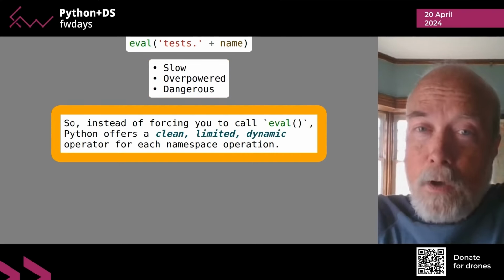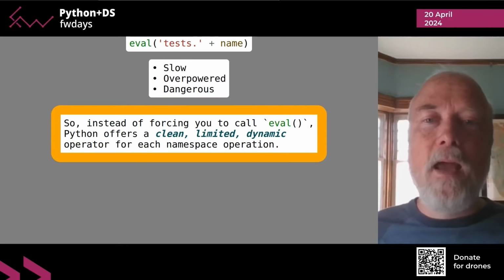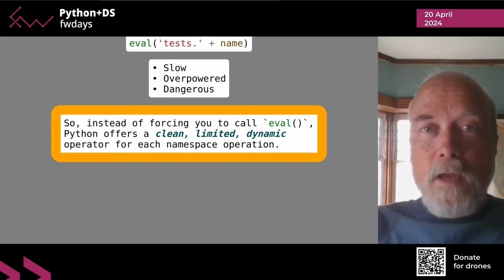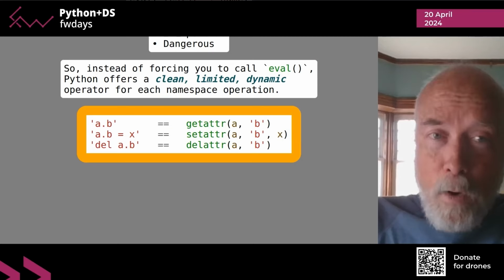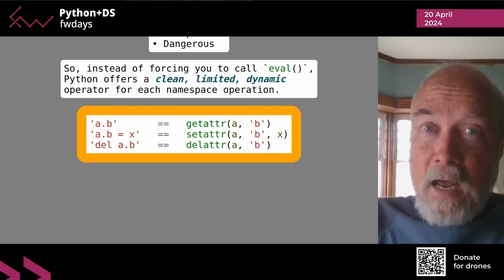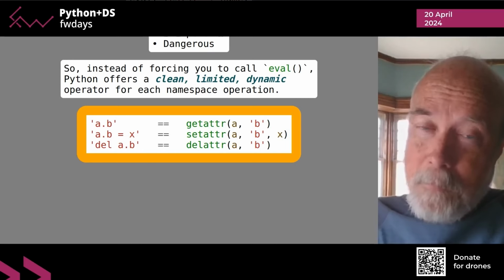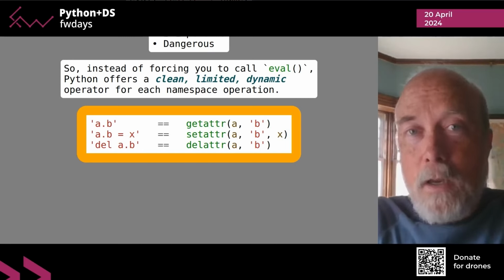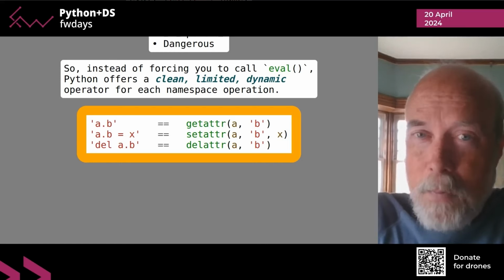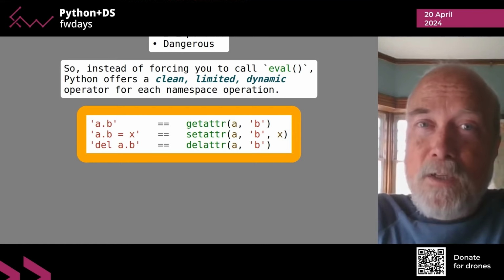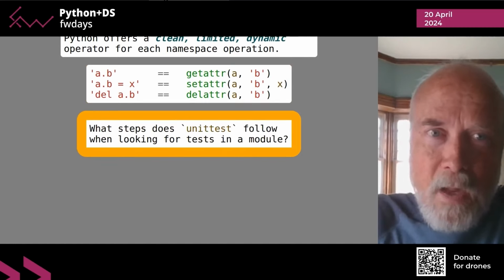So instead of forcing you to call eval, Python offers a clean, limited, and dynamic operator for each fundamental namespace operation. Where in code you might say a.b, or assign to a.b, or del a.b, Python offers a corresponding built-in that performs the same limited operation, but with the name specified dynamically instead of as a literal in your code.